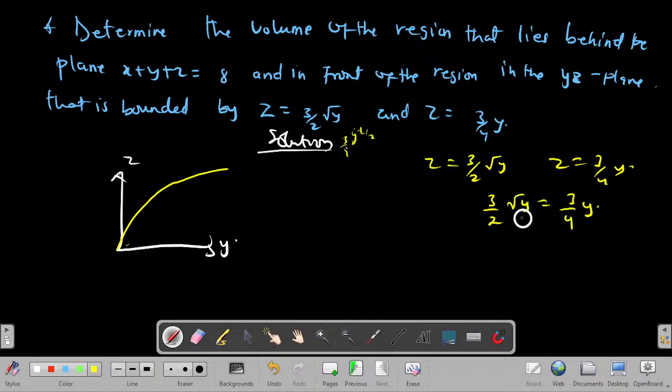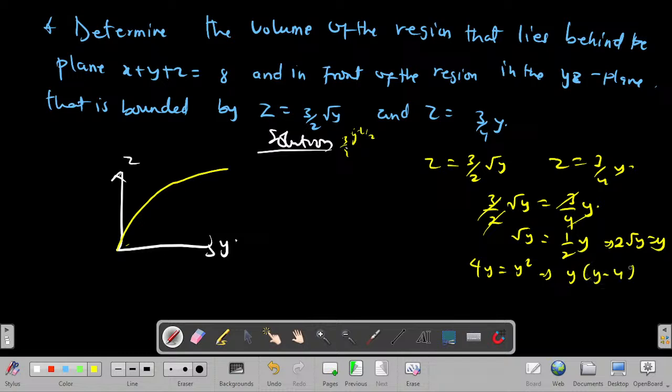What do I do? I simply try to cancel 3 on both sides. 2 will cancel this, I get 2. So root y will be equal to 1 over 2y. I can cross multiply and I get 2 root y is equal to y. At this point, I'll square both sides, getting 4y is equal to y squared. And I'll have y, open bracket, y minus 4, is equal to 0. y is either 0 or 4.